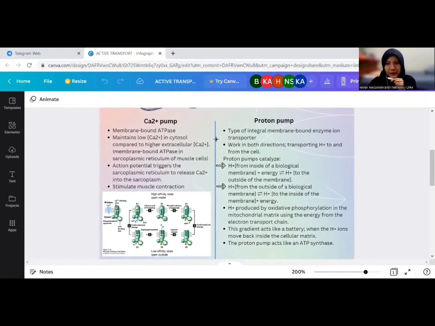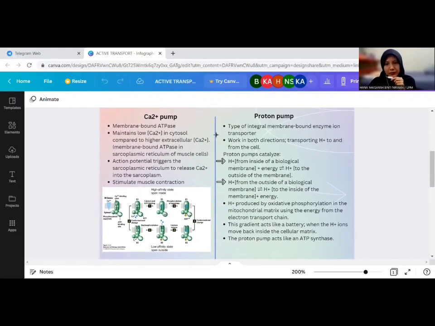An action potential which depolarizes the muscle cell membrane triggers the sarcoplasmic reticulum to release calcium ions into the sarcoplasm. It also will stimulate muscle contraction. The function of calcium ions in muscle contraction is that calcium ions will bind to troponin, which helps to expose the myosin binding site on the actin, which allows myosin to bind to actin.